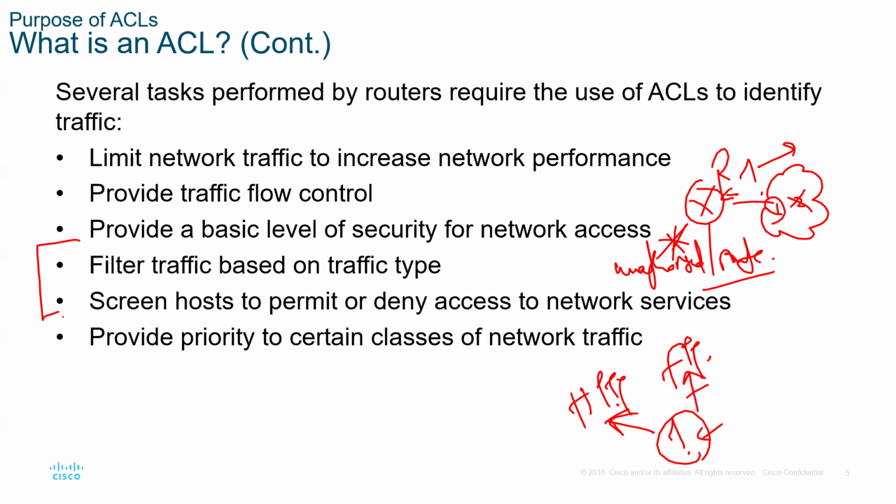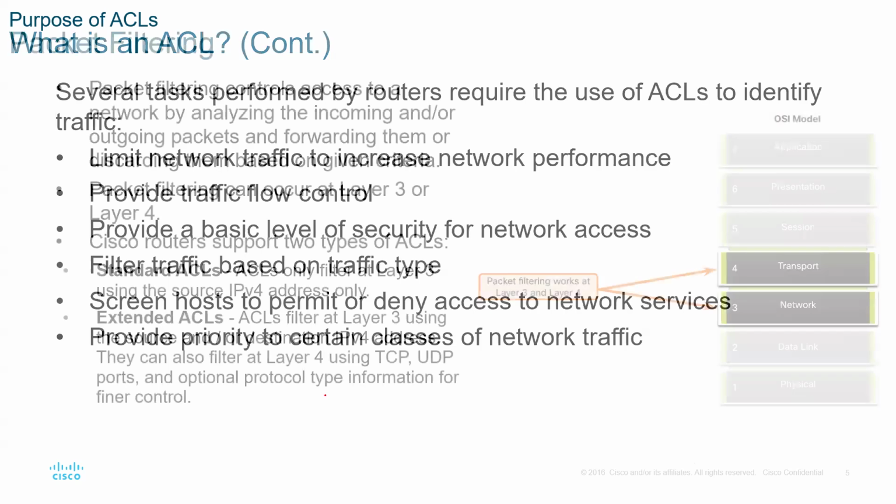Then the last one, provide priority to certain classes of network traffic. I think this one can speak to QoS. Probably most of them can speak to QoS, where you could have prioritization of one type of network traffic over the other. How do you do it? You can define an ACL which permits one type of traffic while at the same time denying other types of traffic. So basically, that's how ACLs can be used.